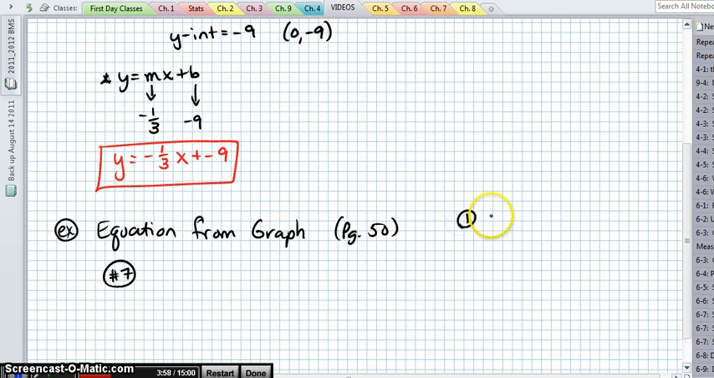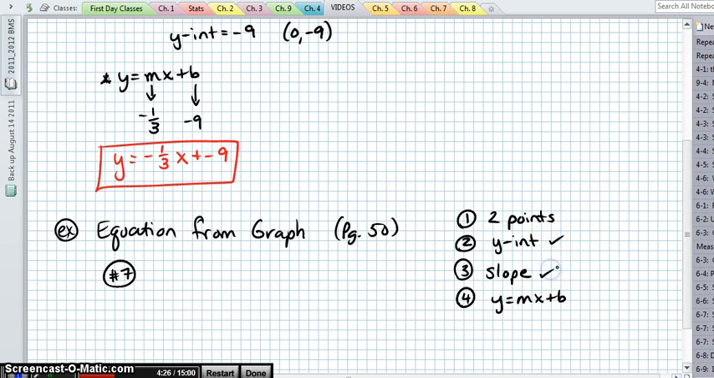Step number 1, take 2 points off of the line. Step 2, find the y-intercept. Where does the line cross the y-axis? Which it will do in most cases. And then 3, calculate the slope given those 2 points and write your equation in the form y equals mx plus b. Because if you know the y-intercept and you know the slope, you can use this form of a linear equation.